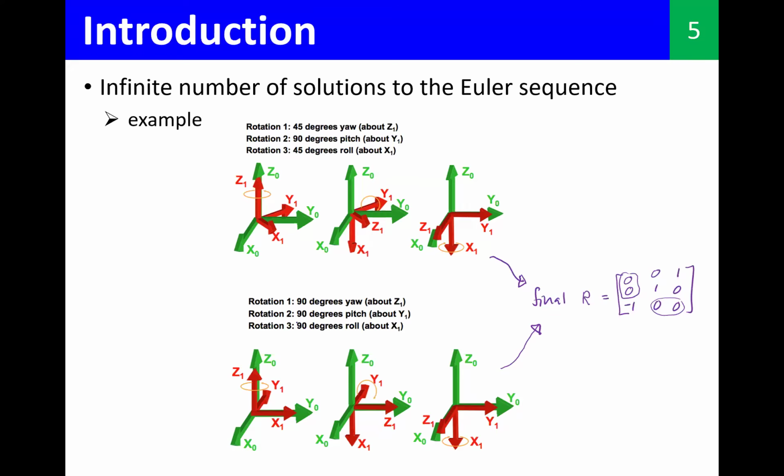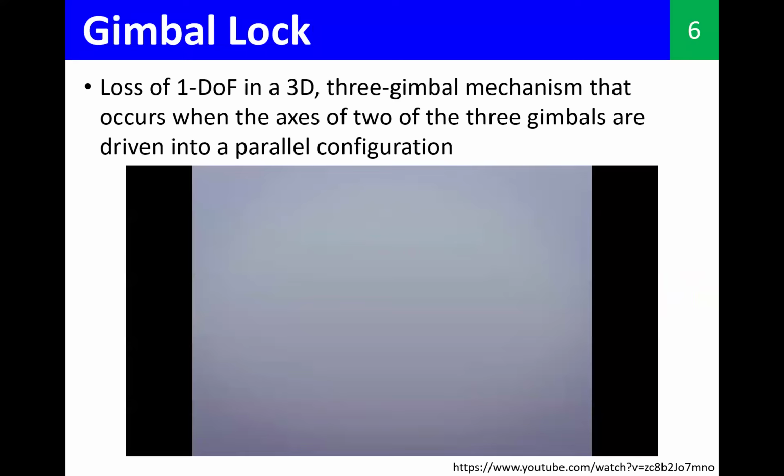So here you can see this second rotation is 90 degrees pitch. This is 90 degrees pitch, but these two can be anything, right? The combinations can be anything. So an infinite number of solutions to the Euler sequence is present, right? So this is again such a singular situation. Let me show you what happens in such a scenario, which we call the gimbal lock.